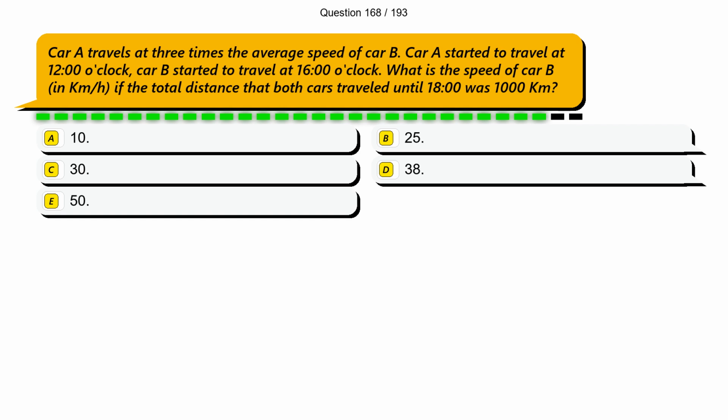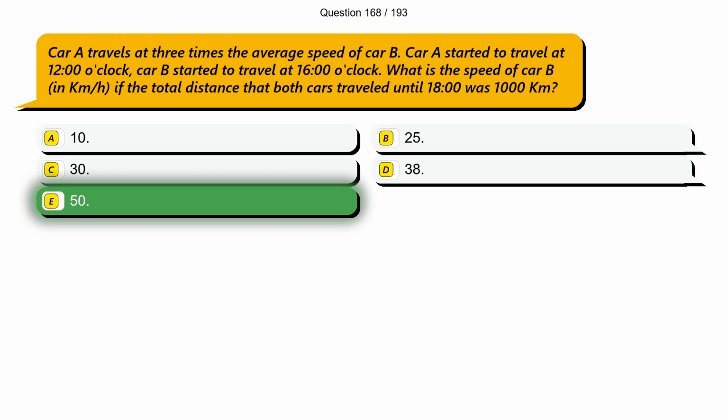Question 168. Car A travels at 3 times the average speed of car B. Car A started to travel at 12 o'clock. Car B started to travel at 16:00 o'clock. What is the speed of car B, in km/h, if the total distance that both cars traveled until 18:00 was 1000 kilometers? Option A, 10. Option B, 25. Option C, 30. Option D, 38. Option E, 50.